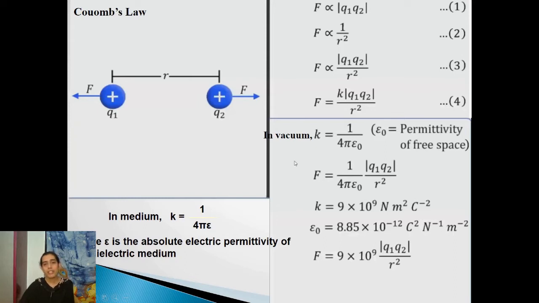Suppose instead of vacuum, the two charges are placed in some medium, then this epsilon naught, which I mentioned as permittivity of free space, will be replaced by epsilon. Epsilon here is referred to as the absolute electric permittivity of the dielectric medium, whichever medium it is held in, so that medium we have to consider.